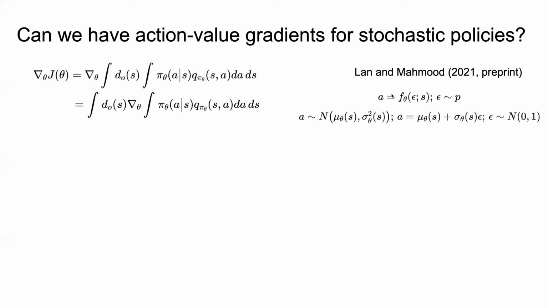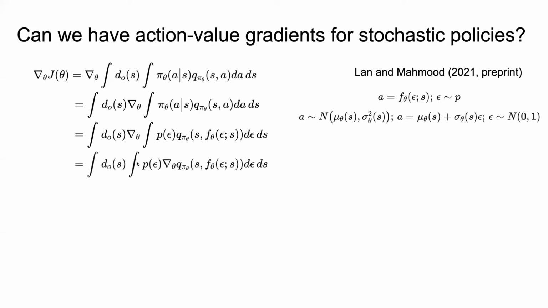So if we have this form, we can use it to write this integral where instead of a, we use epsilon, change of variable. So we change the variable, these two are equivalent. Now, why did we do that? To make the action likelihood disappear. Note that this is not anymore a function of theta. So the gradient can be pushed inside. And now we have to take the gradient of the action value.